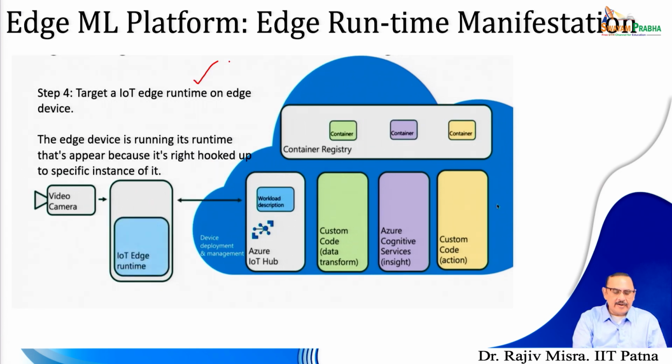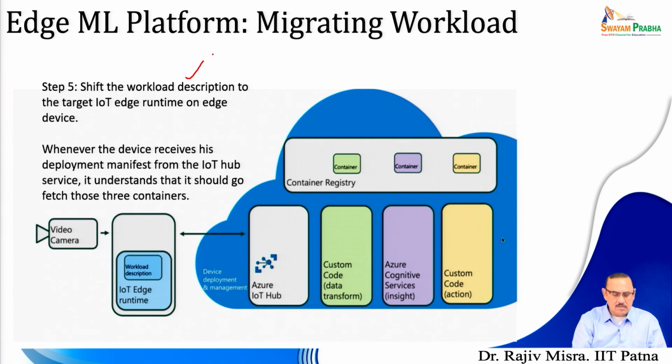Now, target at the IoT edge, runtime on the edge device. So, here the IoT edge runtime will be deployed and it will be running on the edge. The edge device is running its runtime because it is hooked up to the specific instance of it. Now, the next step is to shift the workload description to the target IoT edge runtime on the edge. So, whenever the device receives its deployment manifest from the IoT Hub service, it understands that it should go fetch these three containers.